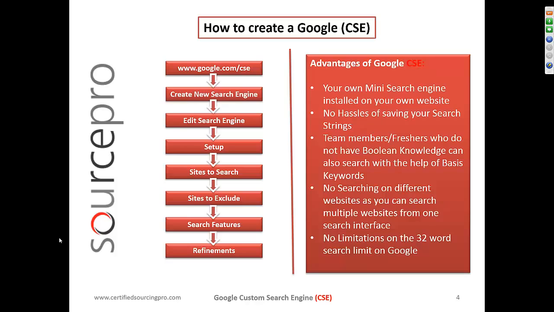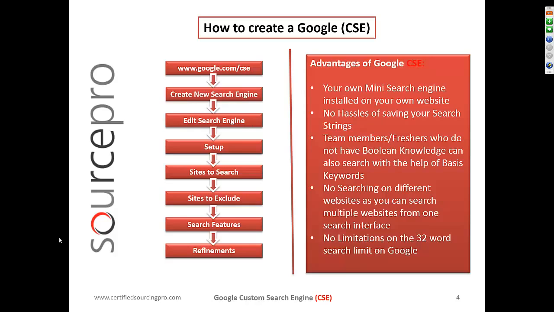Again, like I said, in a single CSE you can search multiple sites. You don't make different search strings for different sites, or big search strings like site colon linkedin.com, site colon twitter.com, and then use different keywords. You can directly have multiple websites on a single search engine for you.